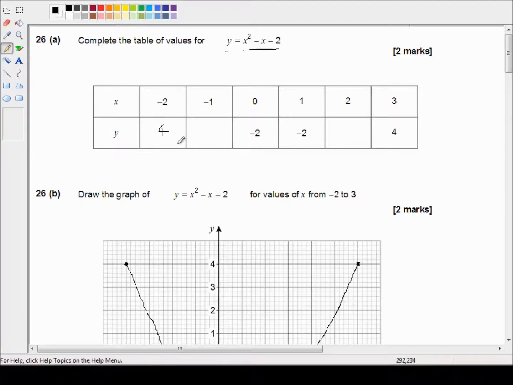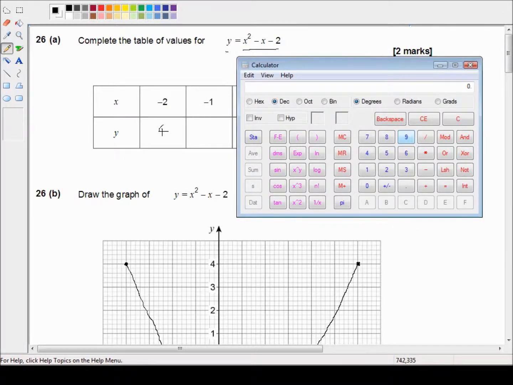It just saves using a calculator. If you can do it in your head, it just saves using a calculator. But if at any point you're not sure, do use a calculator. Actually, I will use a calculator just to show you that that's right. Okay, so I've got my calculator, so I'm actually going to type in negative 2 squared minus negative 2 and minus 2, and that gives me 4.